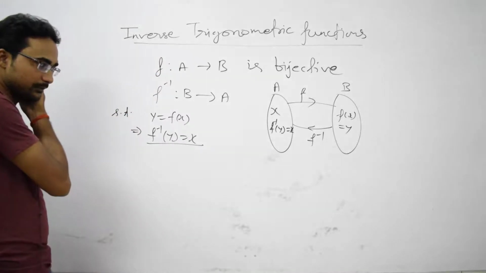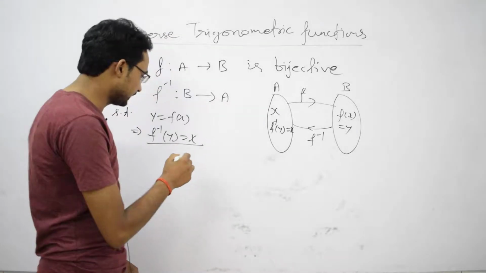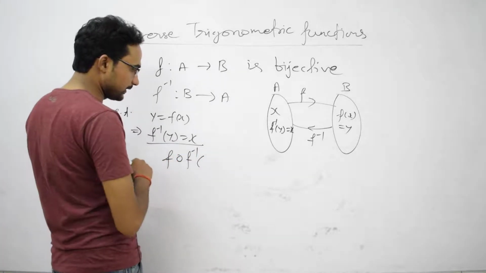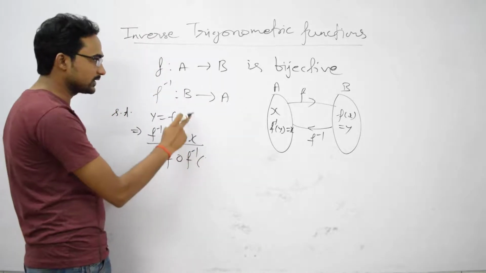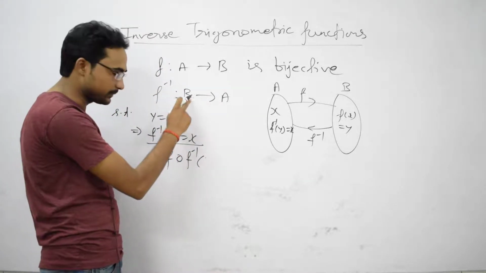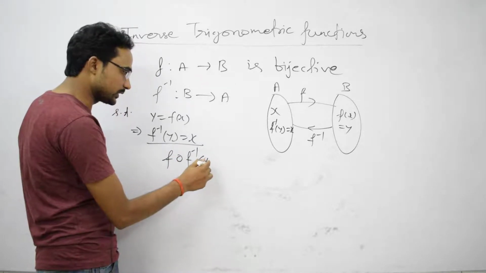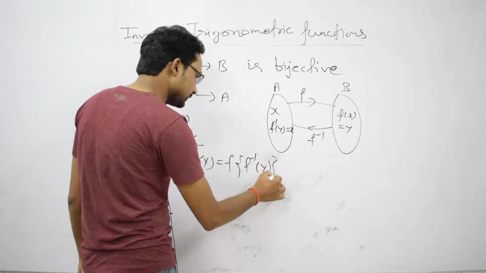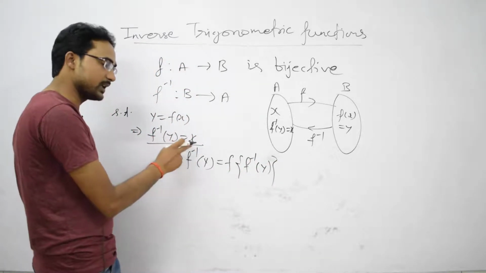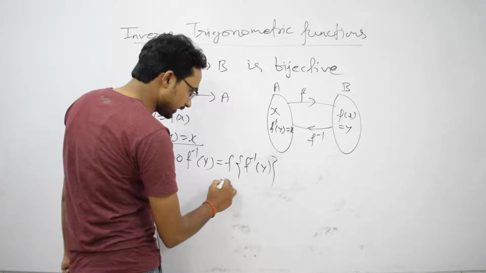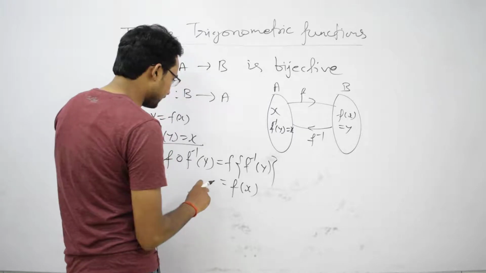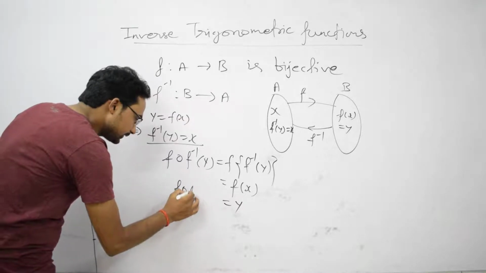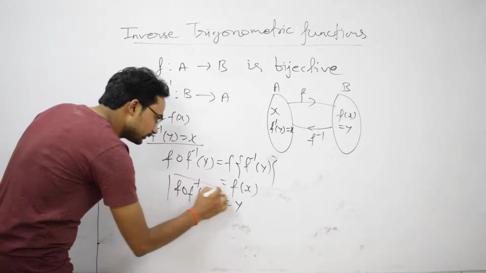Okay. So, suppose you want to find the composition of two functions like f of f inverse. Okay. So, what will f of f inverse be? The domain of f inverse is y belonging to set B. So, we can apply f of f inverse on y, and we will get f of f inverse of y. Okay. So, what is f inverse of y here? f inverse of y is x. So, in place of f inverse of y we can write x. So, f of x, and we already know that f of x is equal to y. Okay. So, f of f inverse of y is equal to y.